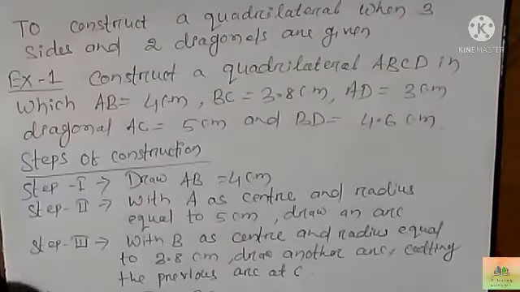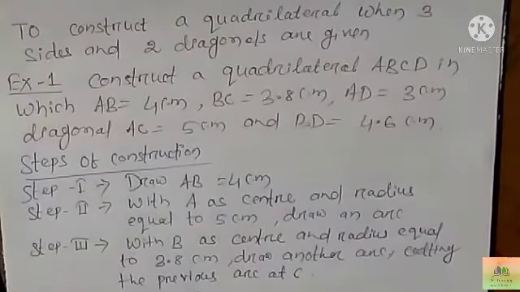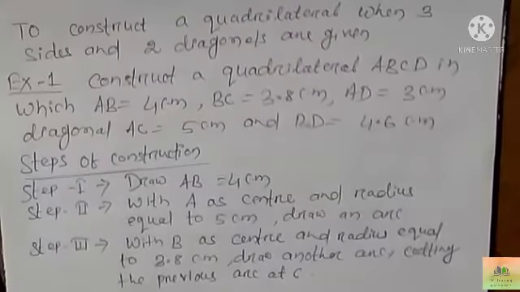So students, we have already started our practical geometry. In the first class we drew the quadrilateral when we know four sides and any one diagonal. Today we construct a quadrilateral when three sides and two diagonals are given.